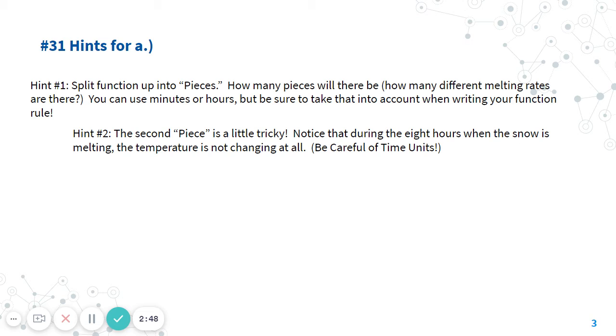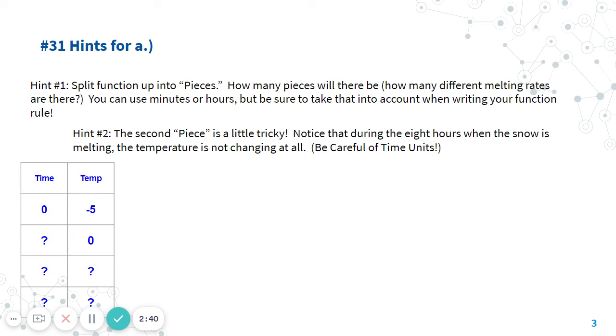Okay, hint number 2 is the second piece is a little bit tricky. Like I said before, notice that during the 8 hours when the snow is melting, the temperature is not changing at all. So be careful of that. I would start by filling out some sort of table like this, where you chunk the pieces of the function into different parts, and you put the temperature during those times in the other parts.